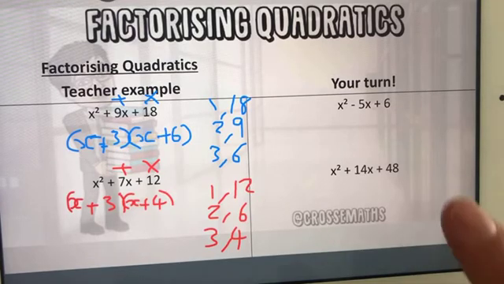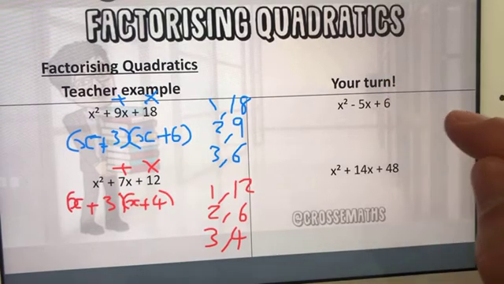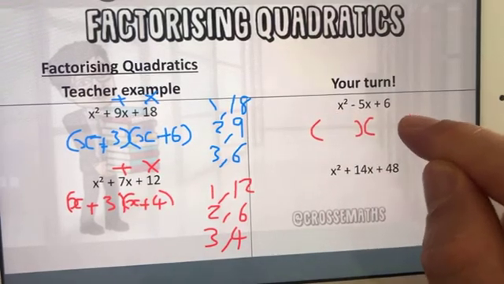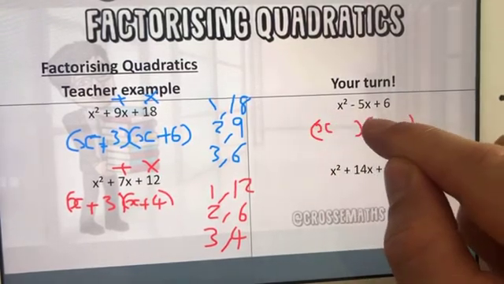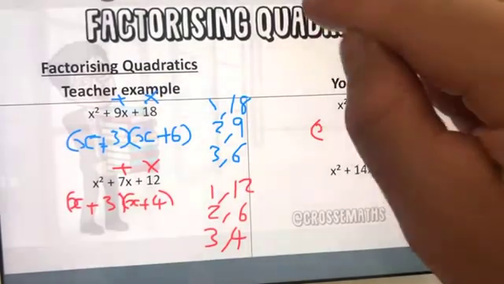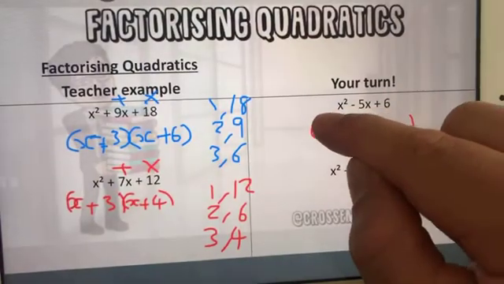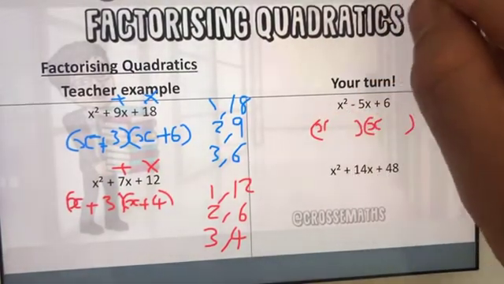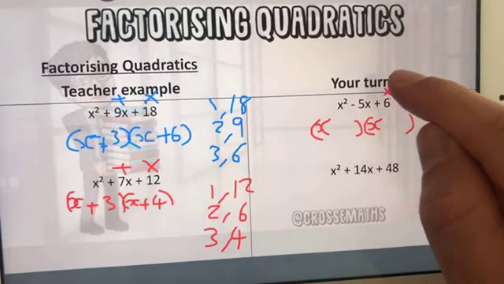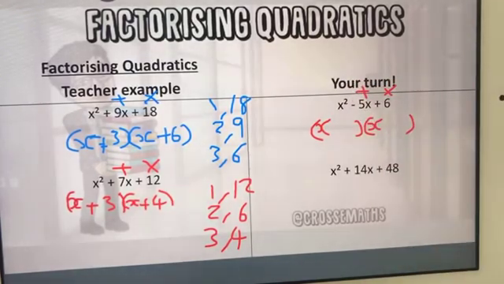Right, guys, these two on the right-hand side, following the same steps, okay? I need two numbers to go in my double bracket. They multiply to make positive 6 and they add to make negative 5. So it does get more difficult when one of the numbers is a negative number, but it's still the same thing.